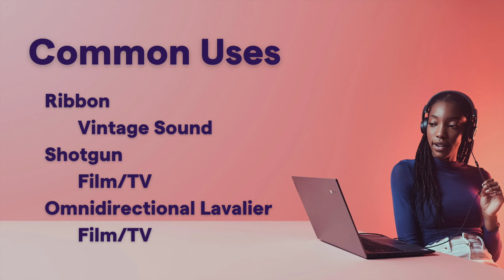A shotgun mic is often used for film and TV, where you really want to be super specific with what sound is picked up and what sound is not picked up. An omnidirectional lavalier mic or clip-on mic is also often used in film and TV because it provides a natural sound, but you can have it close to that person's voice.